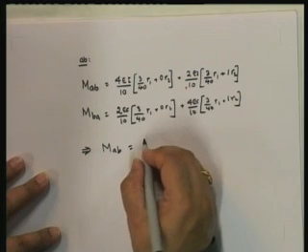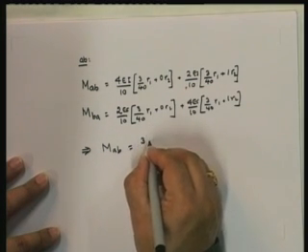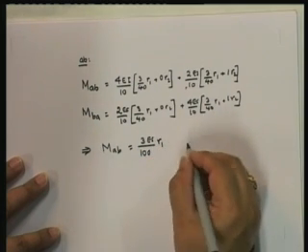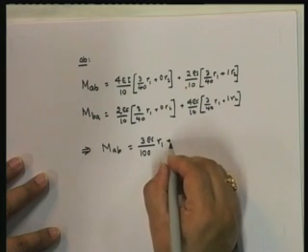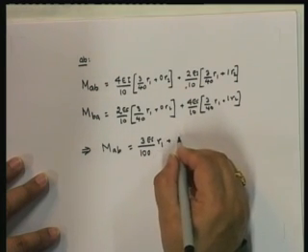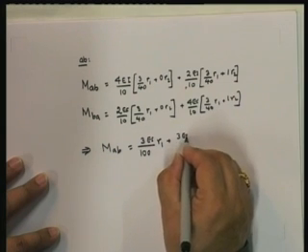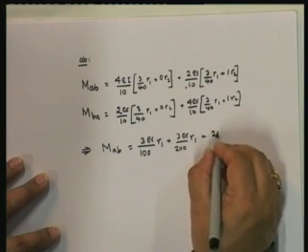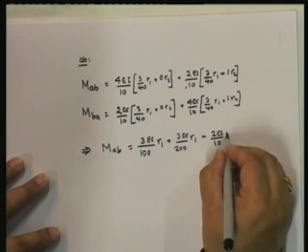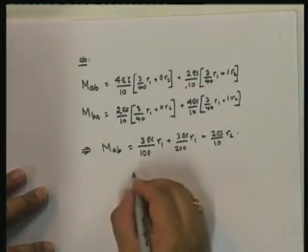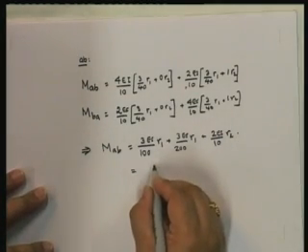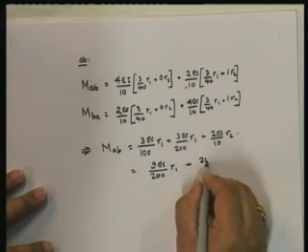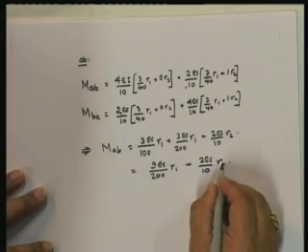MAB is equal to 3EI by 100 R1 plus 3EI by 200 R1 plus 2EI by 10 R2, which basically means MAB is equal to 9EI upon 200 R1 plus 2EI upon 10 R2.